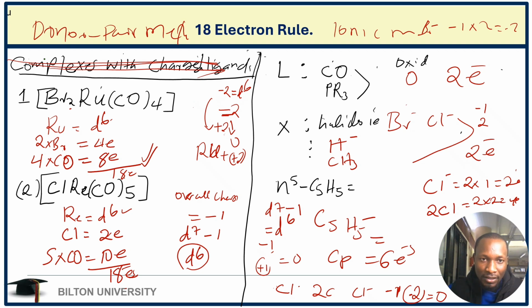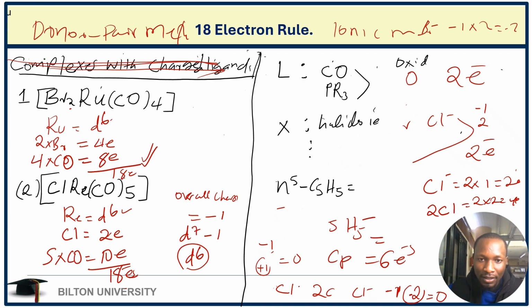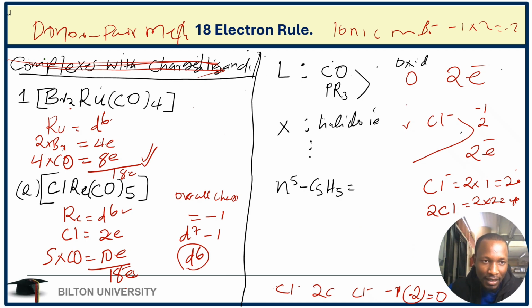Something that I want to insist on is that no matter whether you use the donor pair method or the neutral ligand method, they will add up to 18. Okay, they will add up to 18. And let's take an example in this case, whereby we want to prove if the two methods can really give us the same number of electrons. So let's just take this one here, complex number 2. We want to do the same using the neutral ligand method.